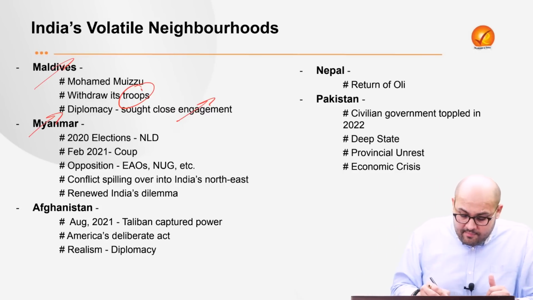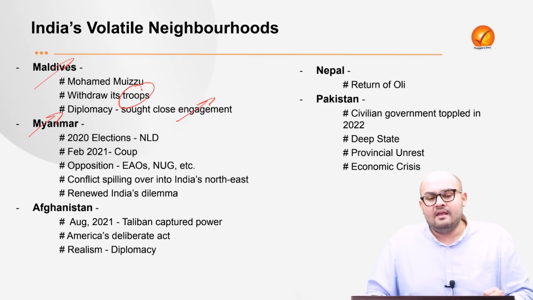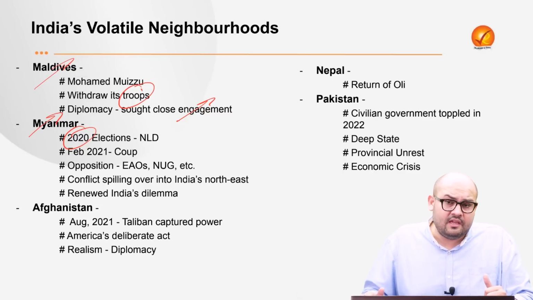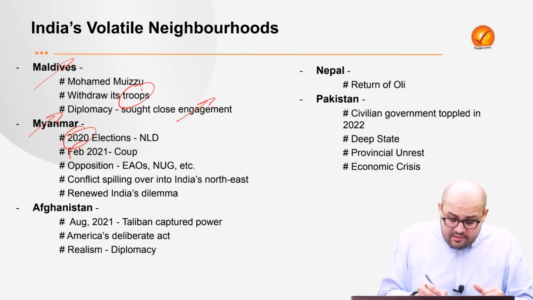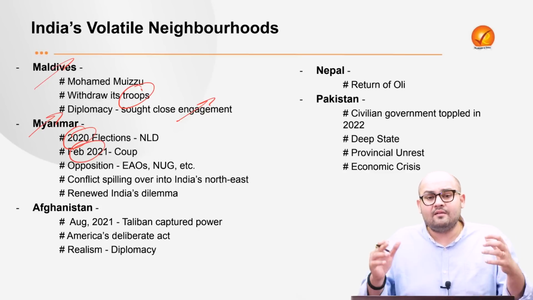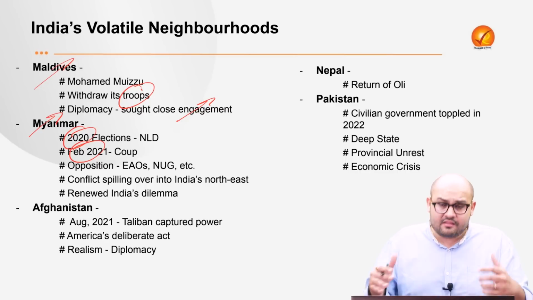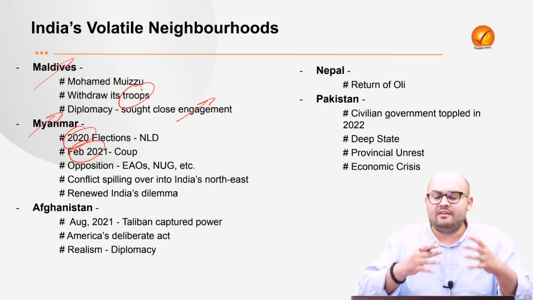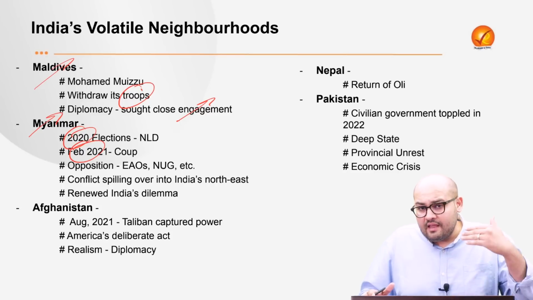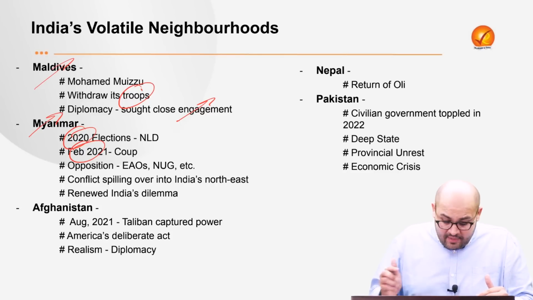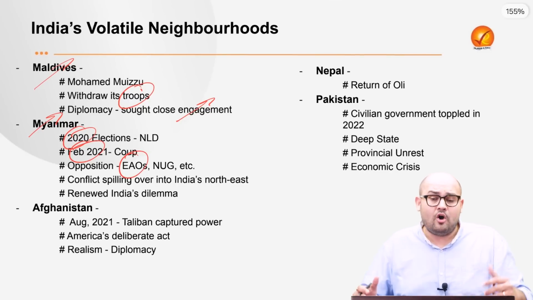Next, talking about Myanmar. In the elections of 2020, the National League for Democracy, led by Aung San Suu Kyi, emerged victorious. But in February 2021, there was a military coup led by the military junta of Myanmar. Since then, the country has been ravaged by violence, and there is a growing opposition to the military junta in the form of ethnic armed organizations.